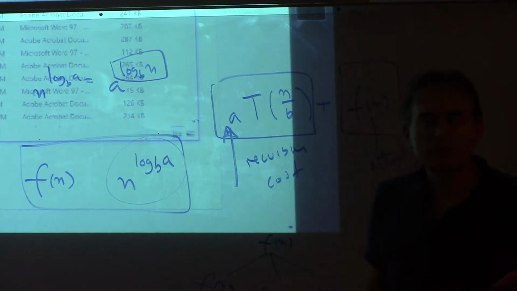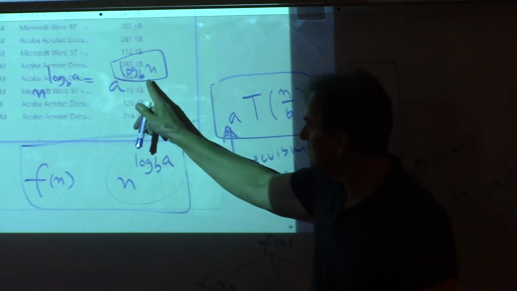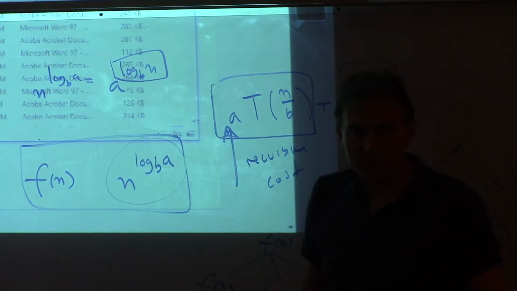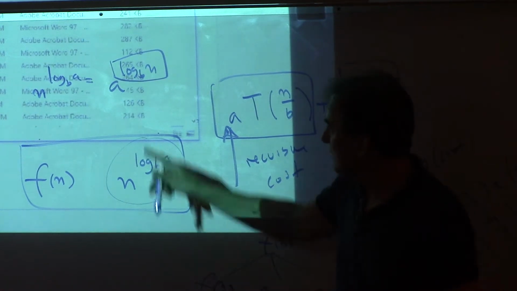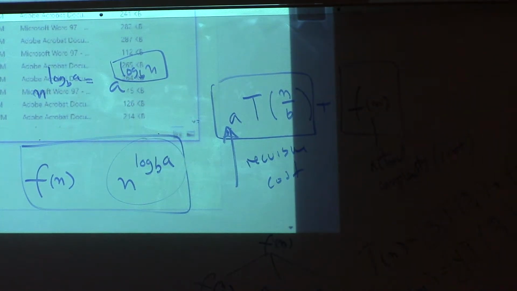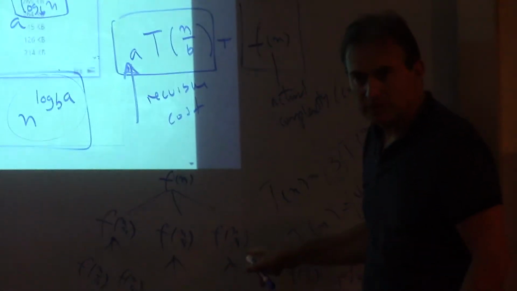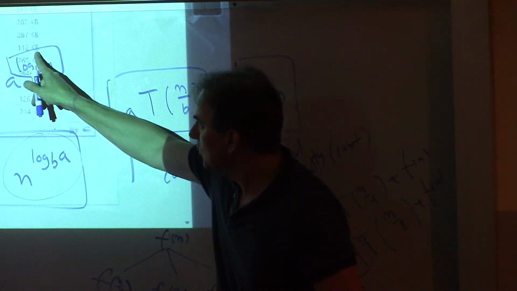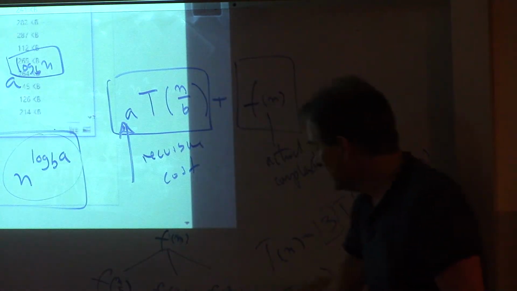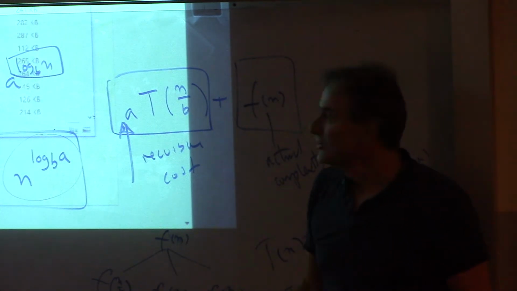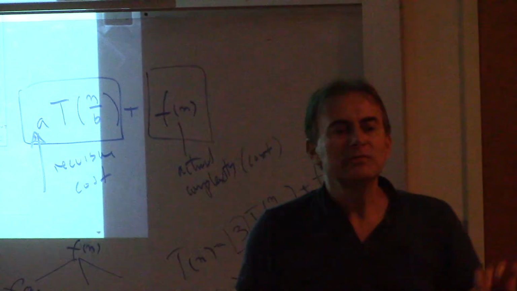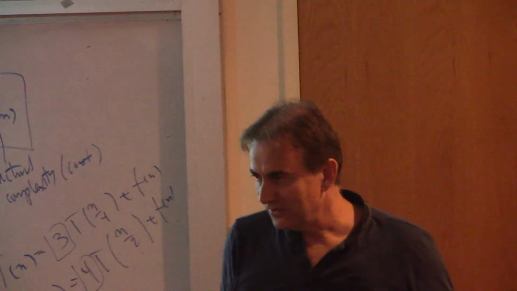So if the height of the tree is 1, then a to the 1 is the number of branches we have. For example, let's say a is 3. If a is 3, how many branches do we have here? 3. But if the height of the tree is 1, it's 3 to the 1. If the height of the tree is 2, and a is 3, then we are going to have 9. So actually, a to the log b of n is exactly the number of nodes at the leaf level.